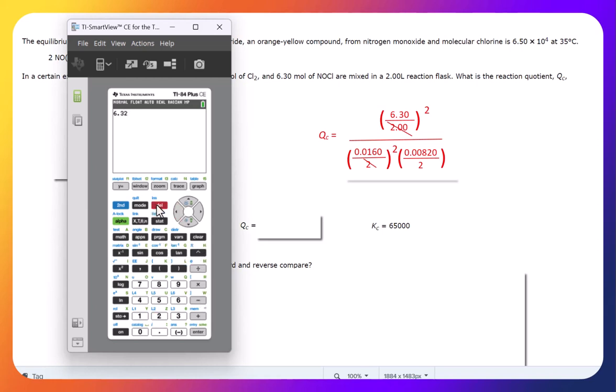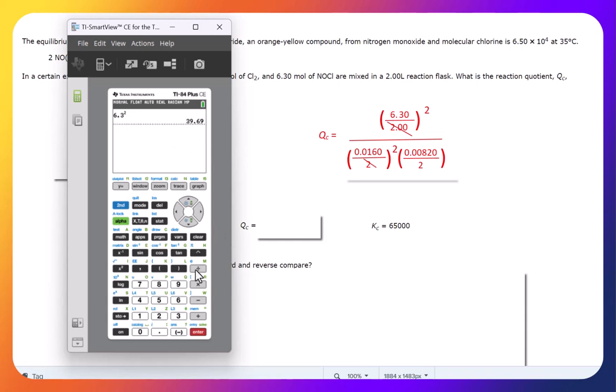I'm going to delete. But I am going to square it. So I'll square it and get my answer. 39, that makes sense. 6 squared is about 36, so this is a little bit more than that.